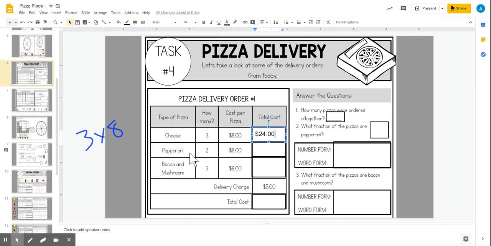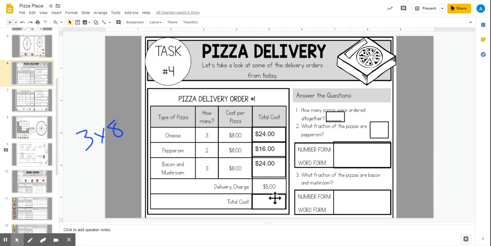$24. Next, we have our pepperoni, 2, and each pizza is $8. So again, 2 times 8, 8 plus 8 is 16. And then bacon and mushroom, we have 3 of them, $8 a pizza, 3 times 8, same as above, $24. And then there is a delivery charge of $5. And then we have to add all of these up.